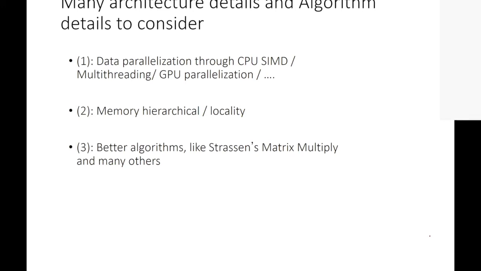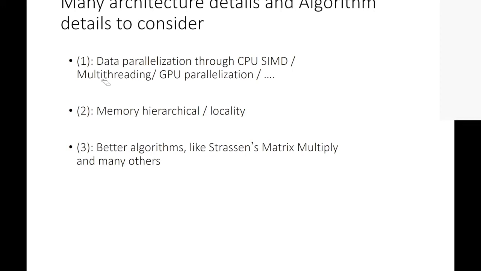There is a lot of data parallelization you actually can do. And when your operation can be parallelized, you can make use of the CPU SIMD architecture, or the multi-threading architecture, and now GPU parallelization. So that's the first: people have done a lot to speed up the operations we have done there.